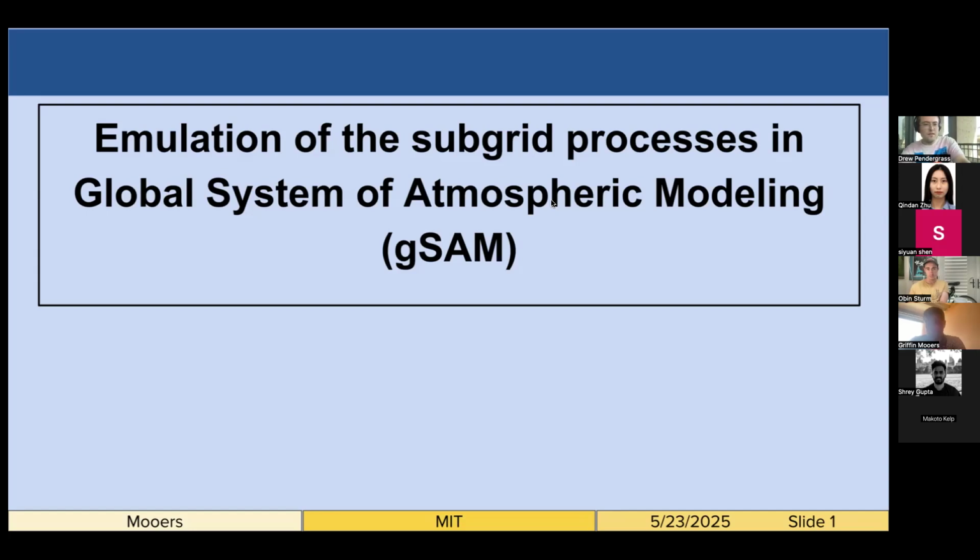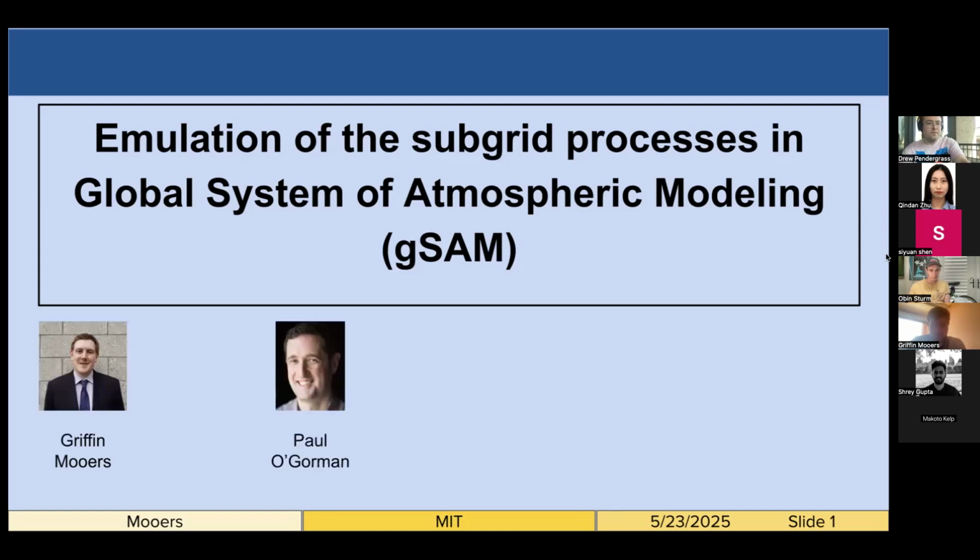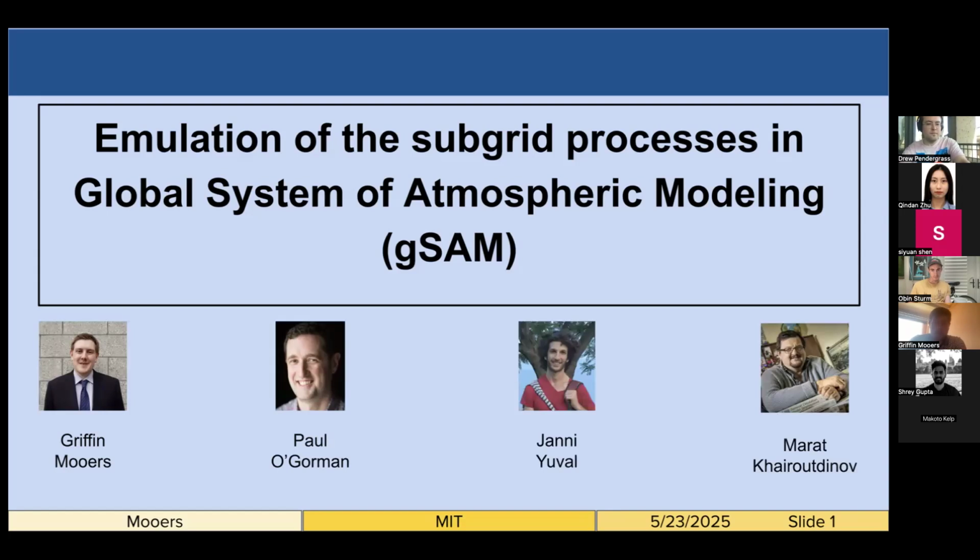This is very collaborative research. It's not just me, it's my advisor here, Paul O'Gorman, Yanni Yaval, who was a postdoc in this group before, who started a lot of this work and is now, I believe, a visiting researcher at Google Research, and Murat, who designed the SAM model that we're using in conjunction with our machine learning model.